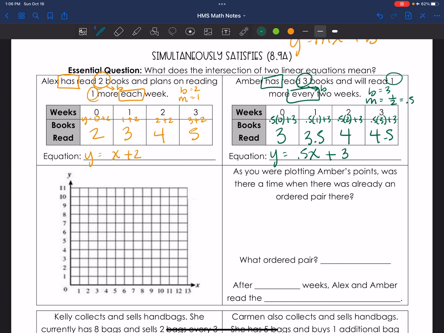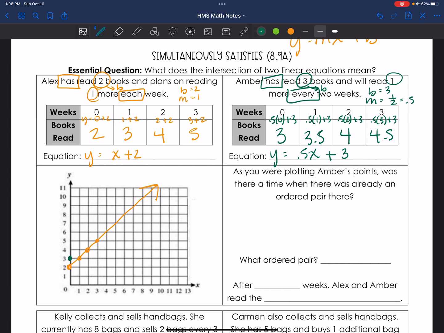Now we're going to figure out where they intersect on the graph. But first, let me put these tables on there. So let me use orange for Alex's graph. After 0 weeks, he has read 2 books. After 1 week, he has read 3 books. After 2 weeks, he has read 4 books. And it looks like we are just going up at a constant rate of 1 book per week, which makes sense because that's literally what the word problem told us. Amber, we're doing in green. So Amber, after 0 weeks, she has read 3 books.